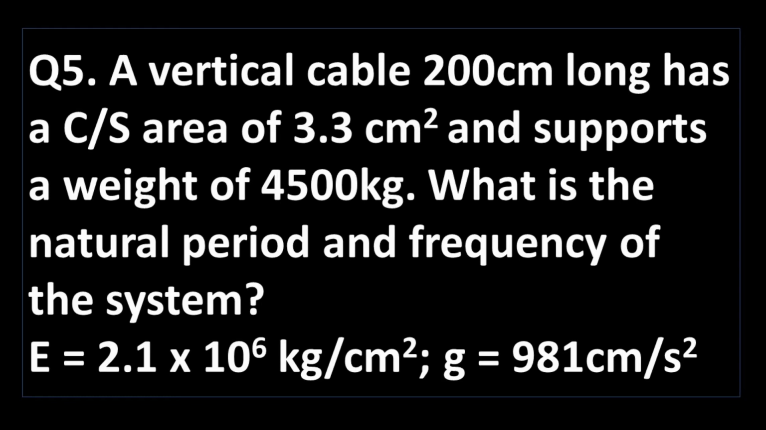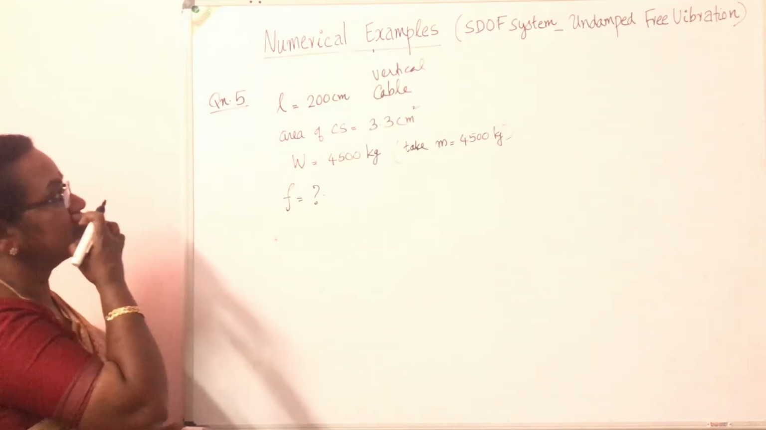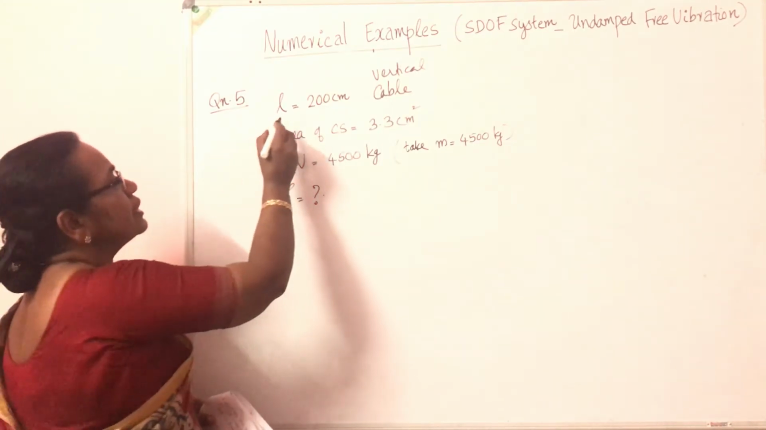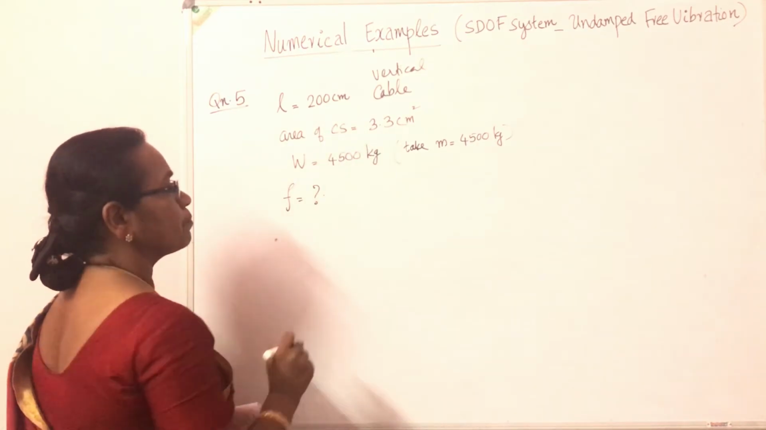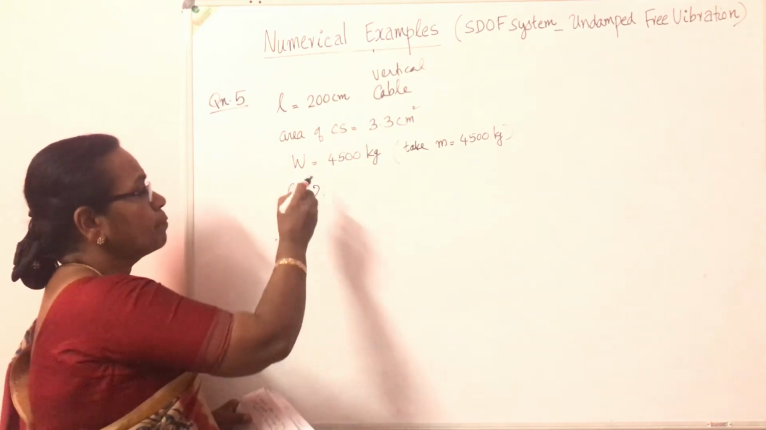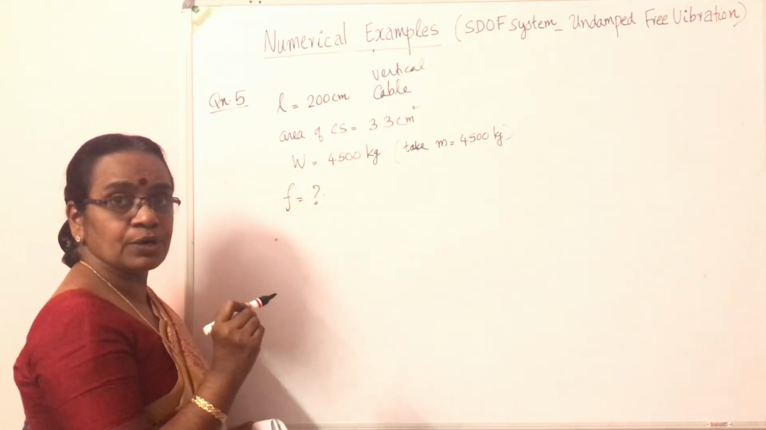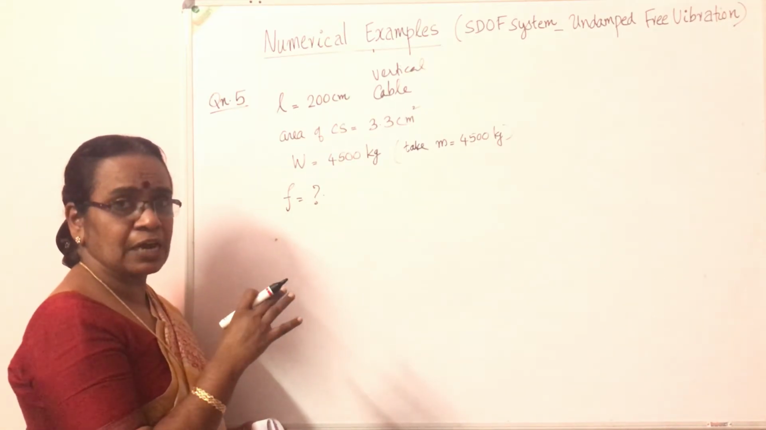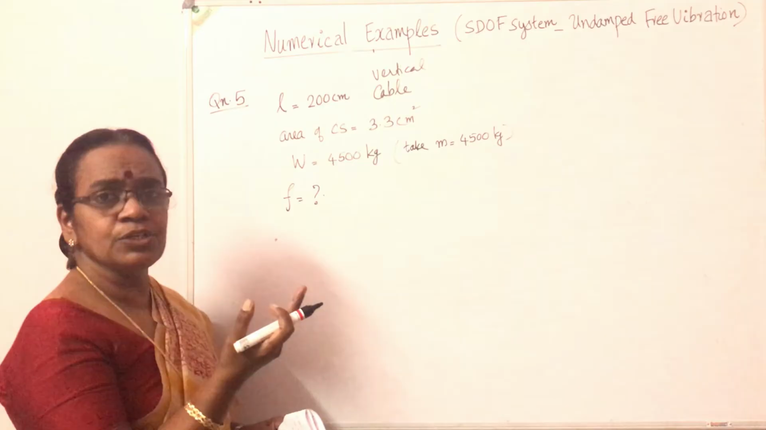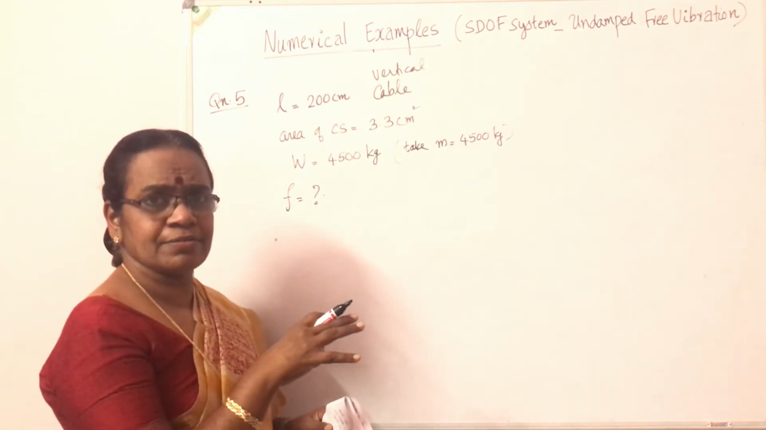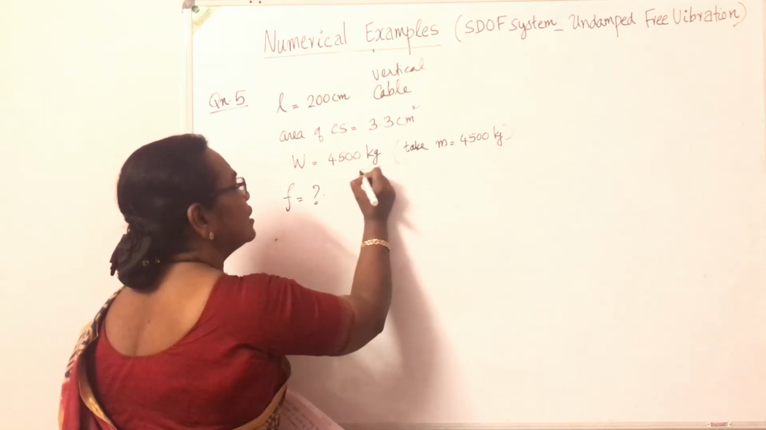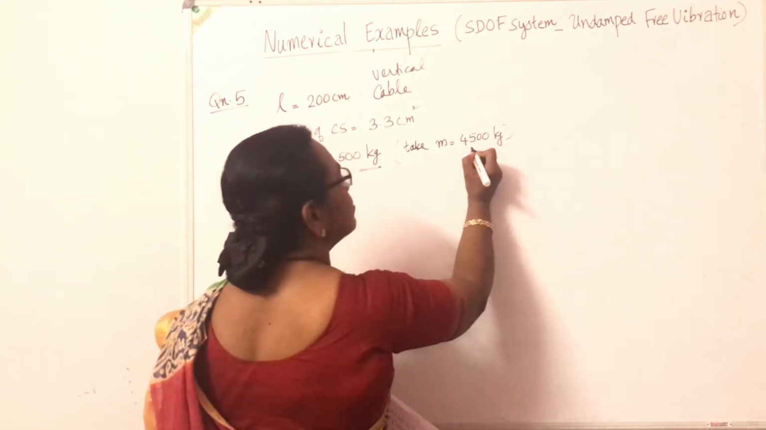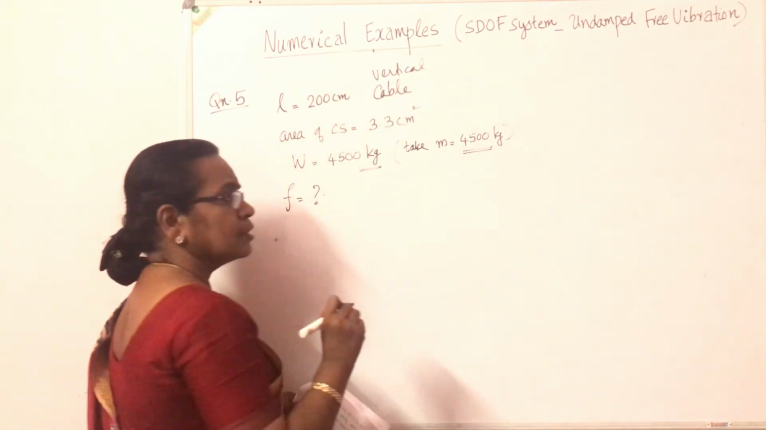So coming to the answer. A vertical cable of length 200 centimeter, area of cross section 3.3 centimeter square. It supports a weight 4,500 kilogram. The weight is given in kilograms, so it is in the gravitational system. If it is given in Newton, we can convert it into mass as W by g. Here the weight itself is given in kilogram unit, so take the mass itself as 4,500 kilogram.